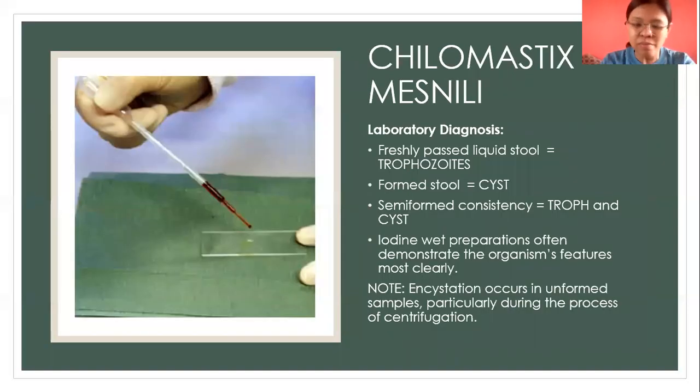Yan. So ating laboratory diagnosis is freshly passed liquid stool, para makita natin ang kanyang trophozoite. Sa formed stool naman daw, usually ang nakikita ay cyst. Then for semi-formed consistency na stool, possible na both ang makita mo na morphologic forms, which is the trophozoite and the cyst. So the iodine wet preparation often demonstrates the organism's features most clearly. So note lang natin, the encystation occurs in unformed samples, particularly during the process of centrifugation.